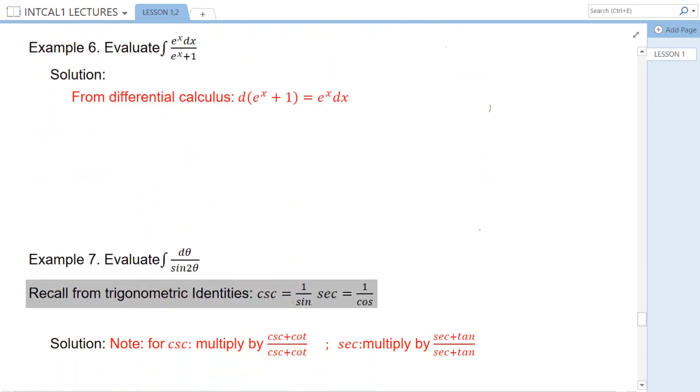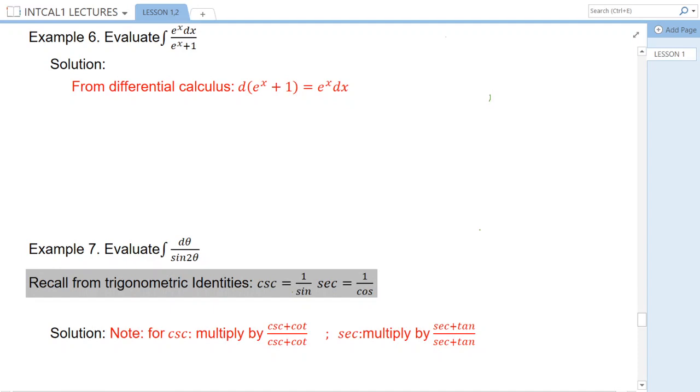Next, evaluate the integral of e raised to x dx over e raised to x plus 1. To get the derivative of the denominator, of course, for Euler's number it is the same, that is e raised to x dx. Since the derivative satisfies the numerator, let us just use logarithm in getting the integral. So that is equal to the ln of e raised to x plus 1, plus c. That is our final answer.